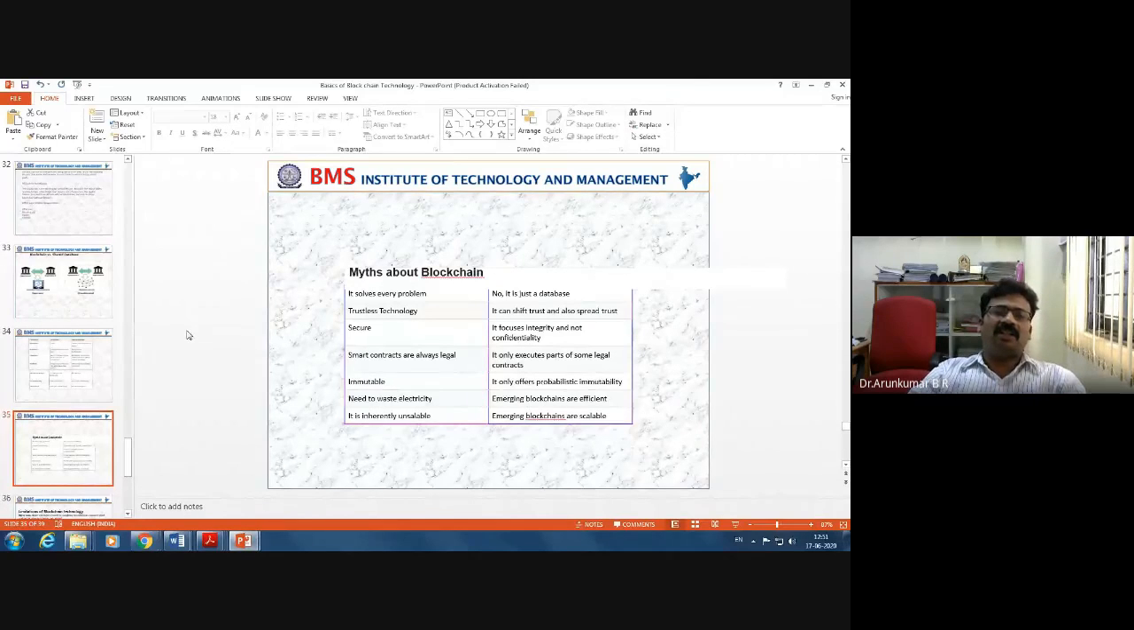Myths about blockchain. It solves every problem. It's a myth. Other myths: blockchain is trustless technology, secure, and smart contracts are always legal, right? Immutable, need to waste electricity, it is inherently unusable. It solves every problem, that is a myth. Blockchain is also like a database. It can shift trust, also spread trust. It focuses on integrity, right?